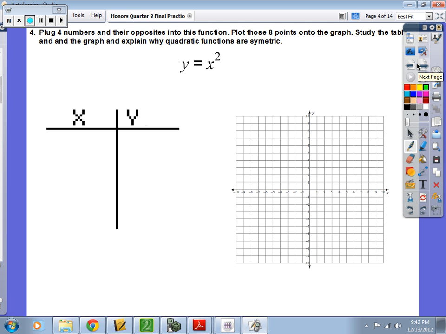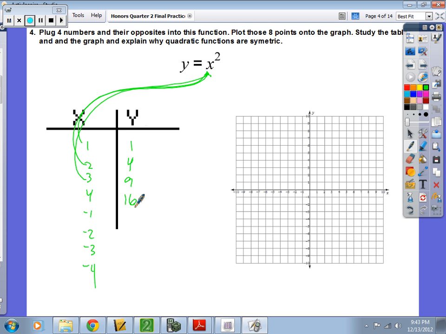Alright, now here's the father of all quadratics, just a simple y equals x squared. So plug 4 numbers in and their opposites: 1, 2, 3, 4 and their opposites, -1, -2, -3, -4. Plug them into the function. If I plug 1 in, what's 1 squared? It gives me a 1. What's 2 squared? 4. 3 squared is 9. 4 squared is 16.